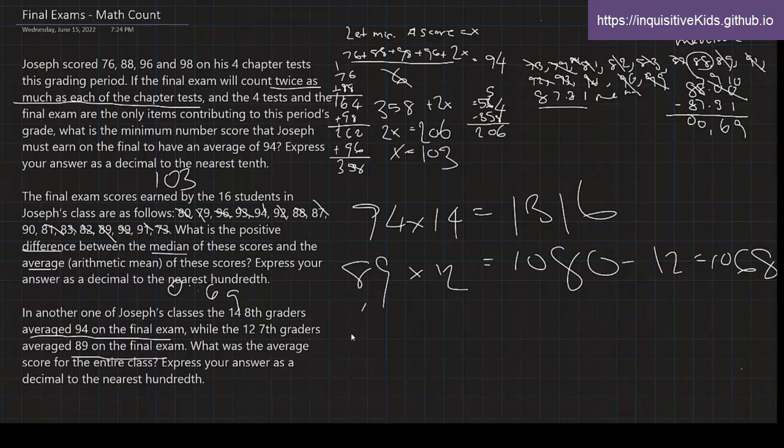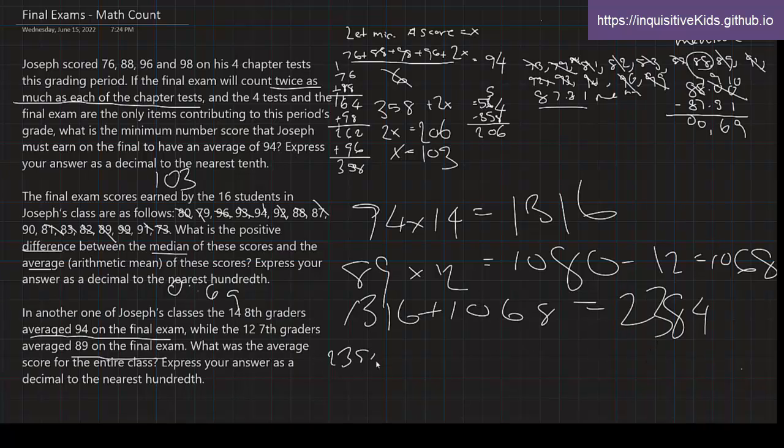So now we can take 1,316, add that with 1,068, and we get 2,384. Now we divide this by the sum of 14 and 12, and that gives us 28, right? And we will get about 91.69. So to the nearest hundredth, that would be 91.69.